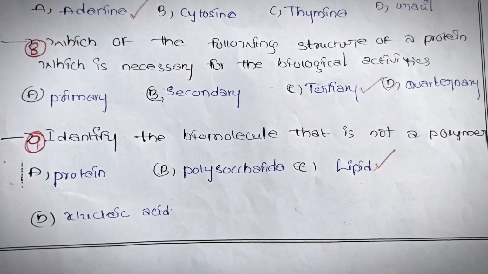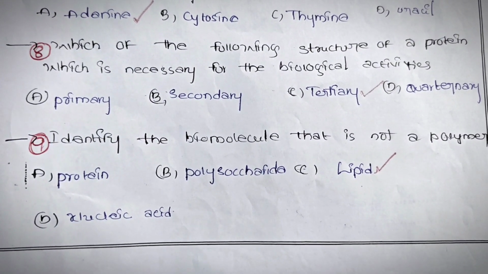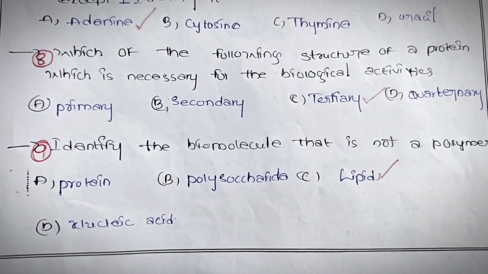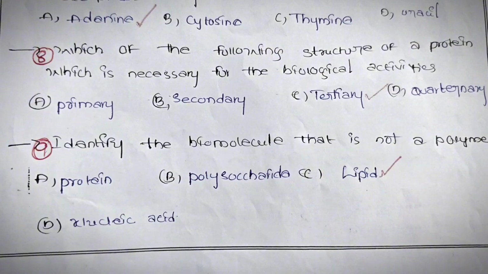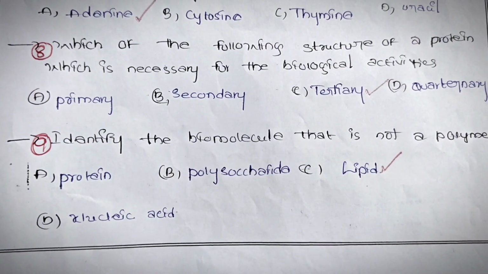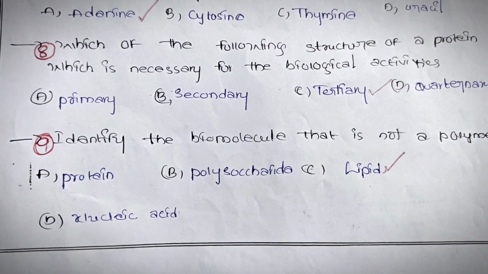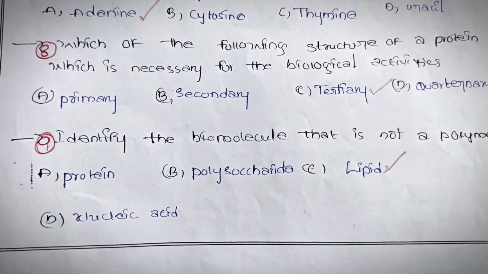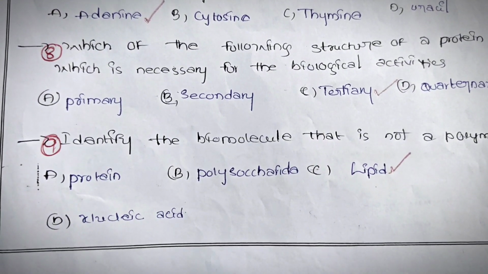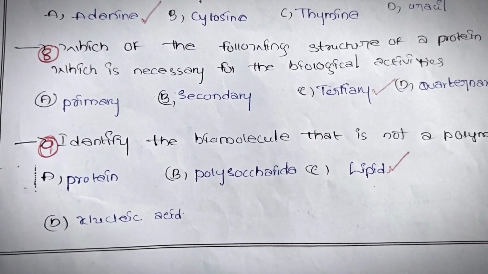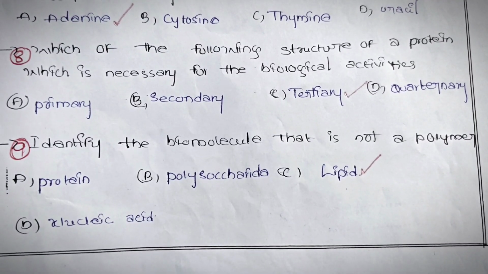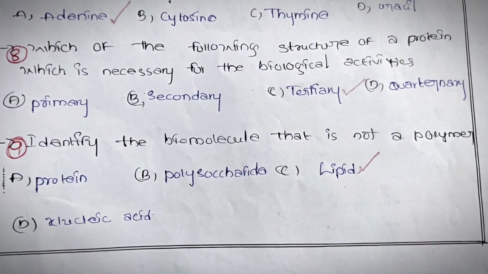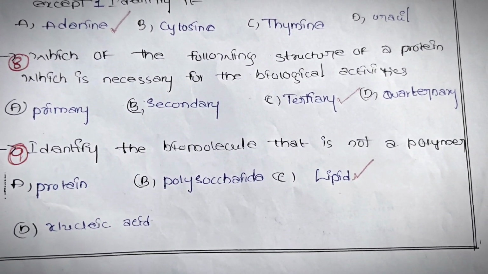Whereas proteins are polymers of amino acids. Polysaccharides are polymers of glucose subunits, whereas nucleic acids are polymers of nucleotides. But here lipids are not polymers. They only consist of fatty acids and a glycerol, whereas protein consists of a chain of amino acids, polysaccharides consist of a chain of sugar subunits, and nucleic acid consists of a chain of nucleotides. Remember this. Okay, let's see the next question.